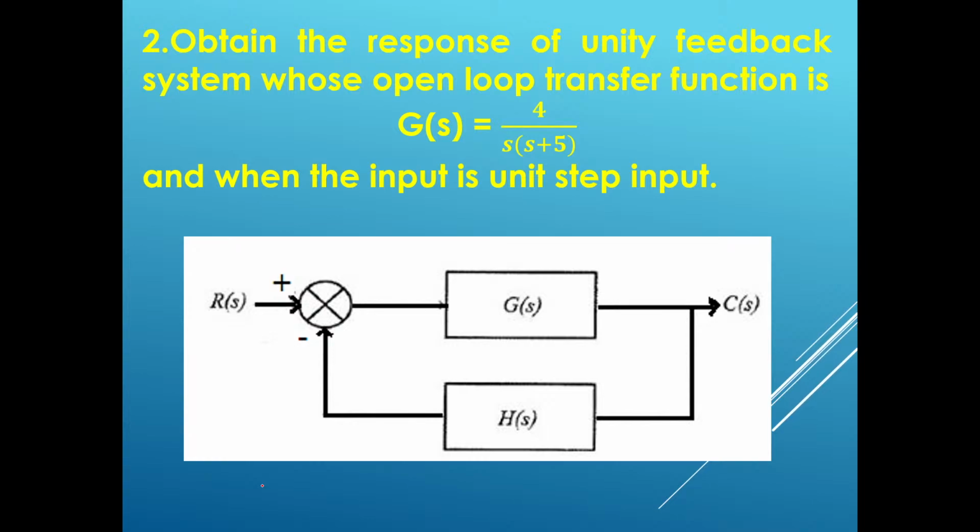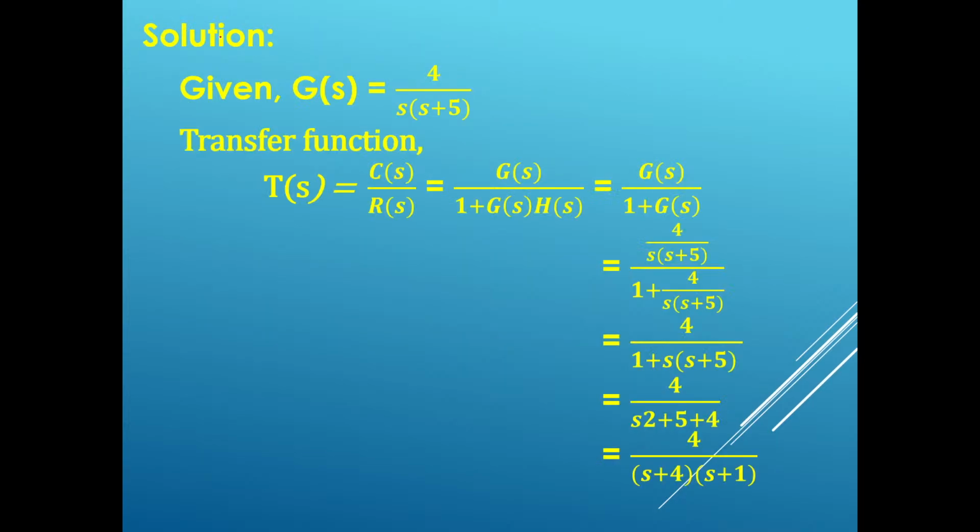So I hope you have completed. Now, what is given? G of S is given. Of course, H of S is also given, that is 1. Given G of S is this. H of S I did not write. If you want, you can write it here: H of S is equal to 1.